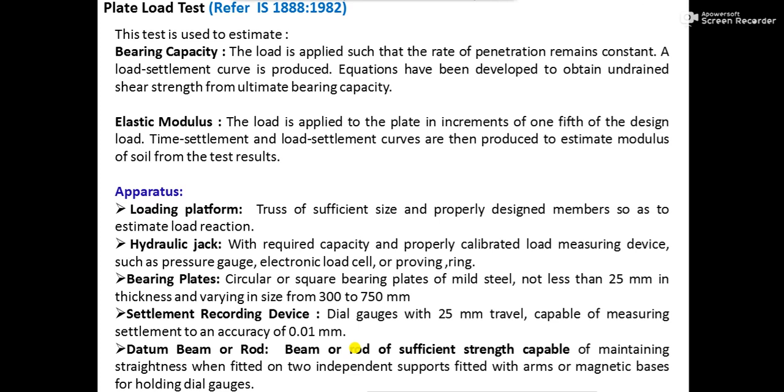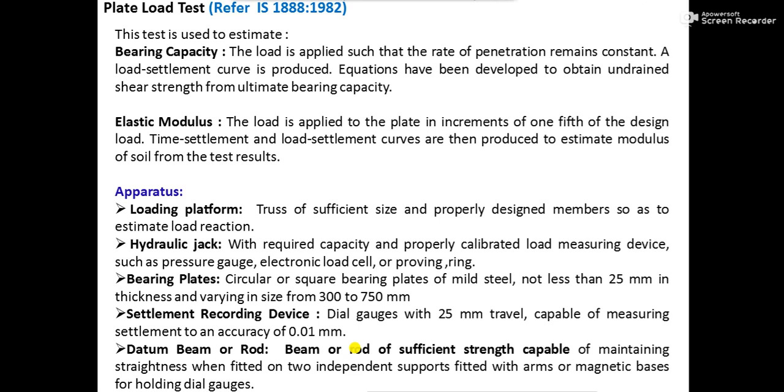The bearing plate should be prepared of mild steel, and the size of the bearing plate should not be less than 300 millimeter. So you cannot have a bearing plate for doing plate load testing which will be, let's say, 100 millimeter by 100 millimeter or 150 millimeter by 150 millimeter, okay.